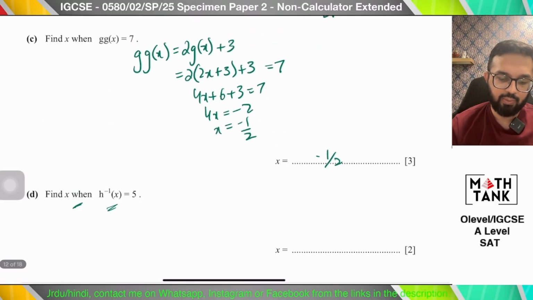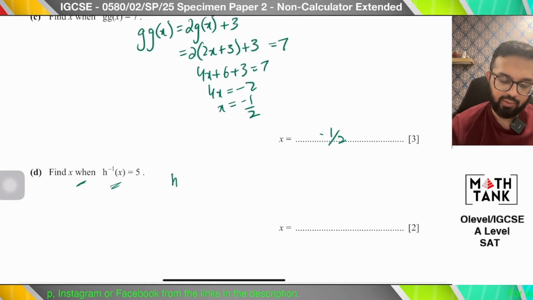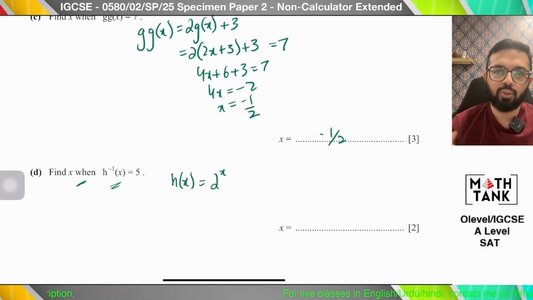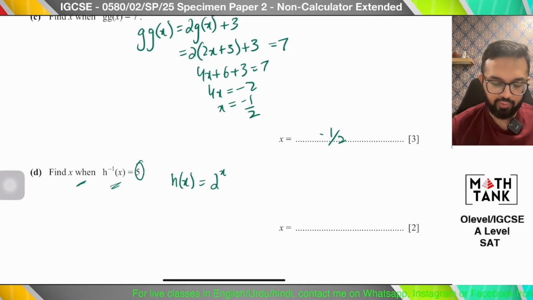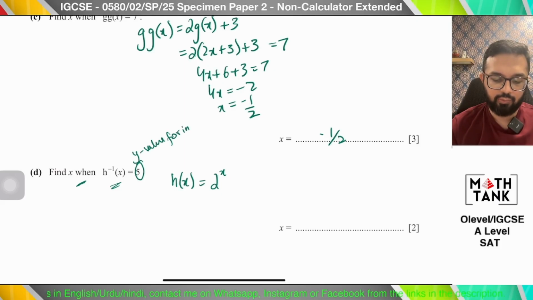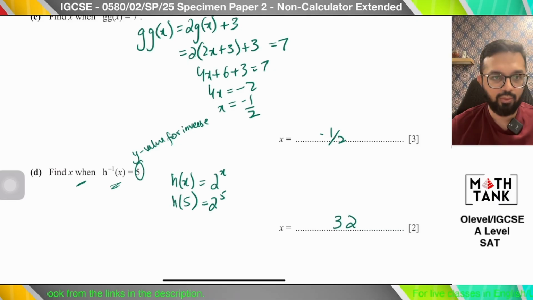H inverse of x equals 5. Okay, now I don't have h inverse of x, I have h of x. Here we use the property that says that the x and y values are swapped for inverses. So if this is the y value for the inverse, here it's going to be the x value for the normal function. So this is basically 2 power 5, which is 32. Okay, this is a concept that you should know.